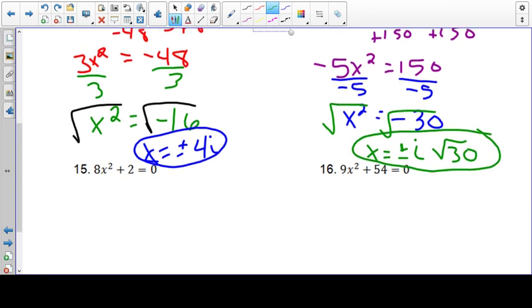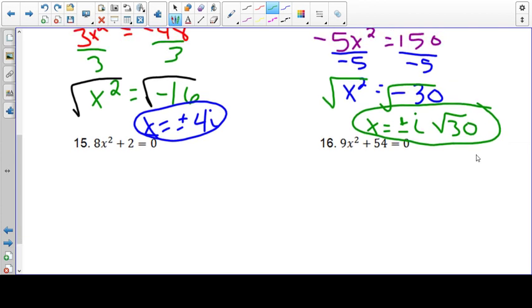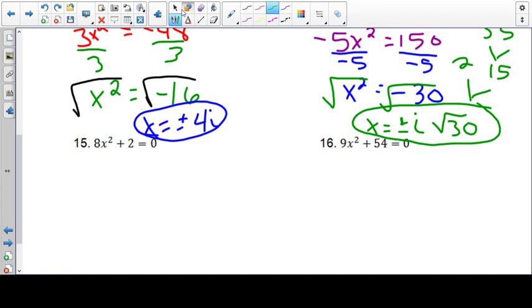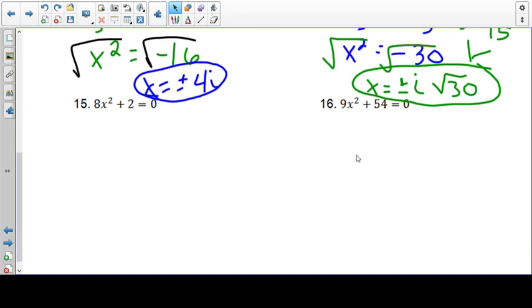Now, the reason I don't break down that root of 30 is I ask myself, what can it break into? Well, I have 2 and 15. And then 15 is 3 and 5. And nothing comes out. So it's just going to end up staying root of 30. So in most cases, you're going to want to try and break it down. But in this case, it doesn't break down. So that's why it stays i root 30.